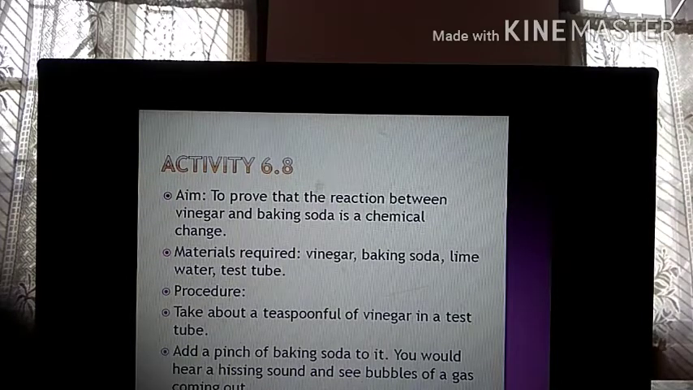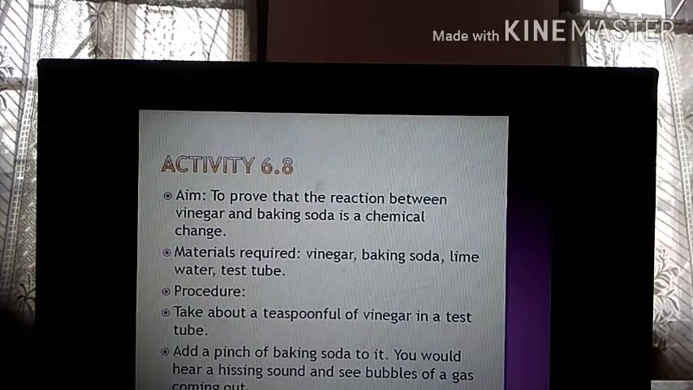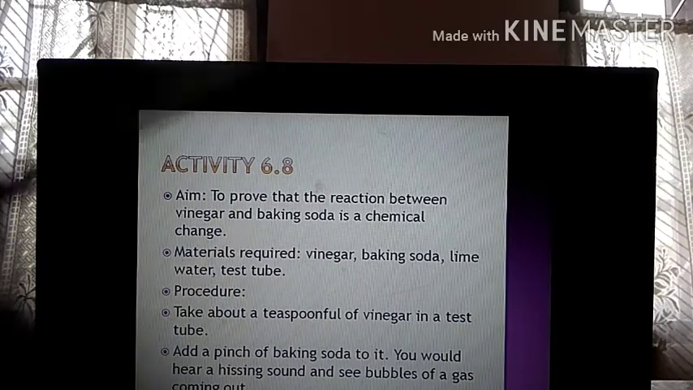Lime water is not lemon water. Lime, in Assamese, it is called soon. When you mix that soon in water, you will get a white solution, that is called lime water. I was talking about calcium hydroxide, do you remember? So the chemical name of lime water is calcium hydroxide. And you need a test tube.